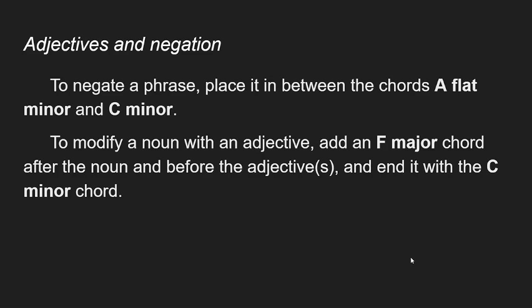So adjectives and negation in this language are very similar to clauses because they are also started by chords and ended with C minor. So to negate a phrase, you just place it in between the A flat minor chord and the C minor chord. And to modify a noun, you have to add an F major chord right after that noun and before the adjectives that modify it. Then you put all the adjectives, then you end it with a C minor chord.